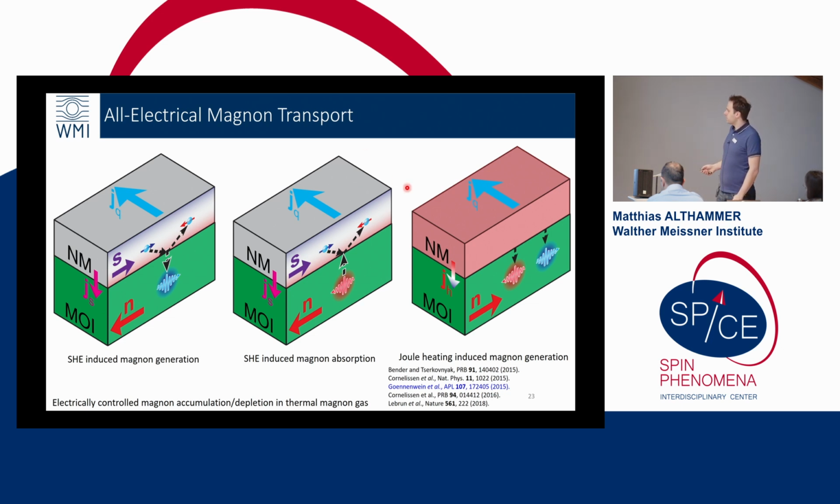Of course, if you think about charge current, one of the issues is that there will also be Joule heating due to the fact that you have a finite resistance. It will get warm, and this will also lead to some additional transport phenomena that you need to take into account.